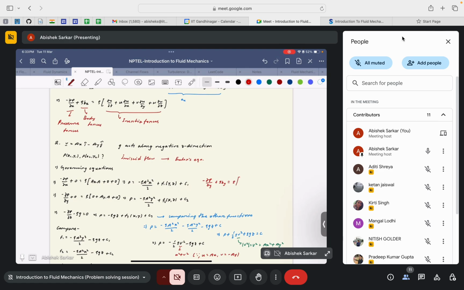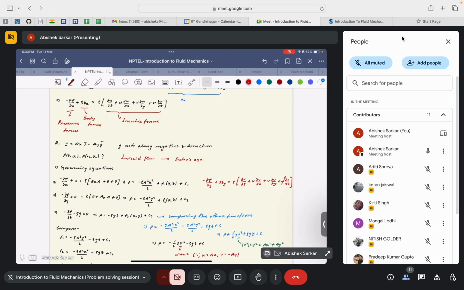rho times dou v by dou t plus u dou v by dou x plus v dou v by dou y plus w dou v by dou z. A good practice is to write the entire equation and then remove the terms that you know would be 0, so that you can avoid missing any terms while approximating in your head. It is just better to write the entire equation beforehand.